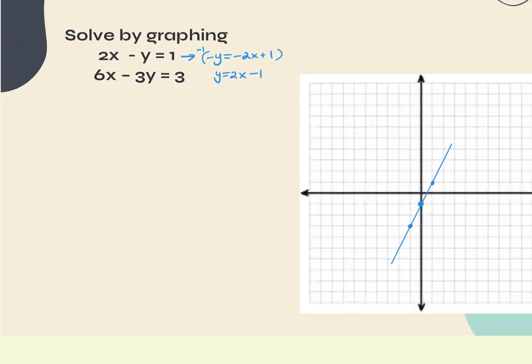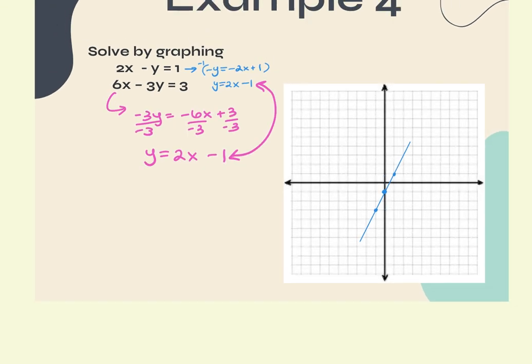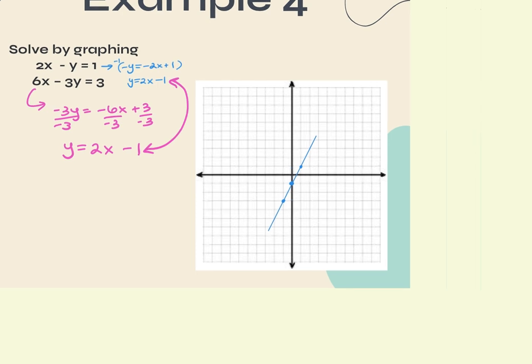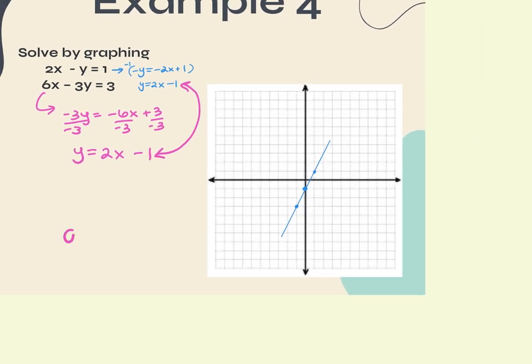Then the second one. Negative 3y would equal negative x plus 3. And what happens when I divide by negative 3? Y equals. What's true about these? Good. They're the same. I would have graphed the same line. Every single point would overlap. So it's all real numbers. It might ask you the number of solutions. That's an infinite amount. But all real numbers would be the correct answer. Questions?